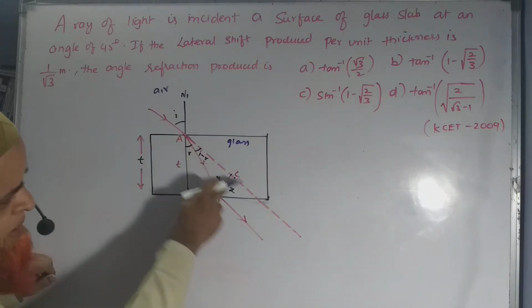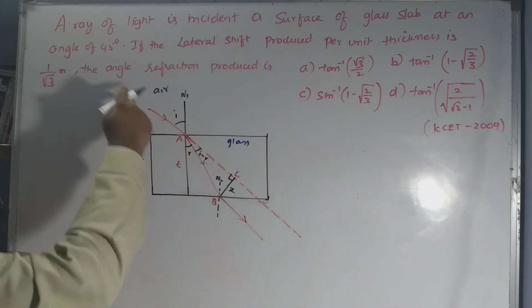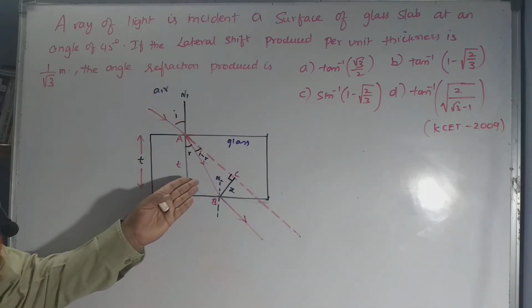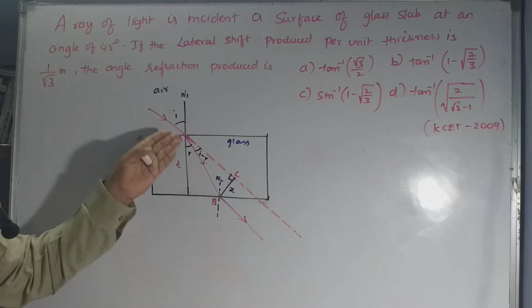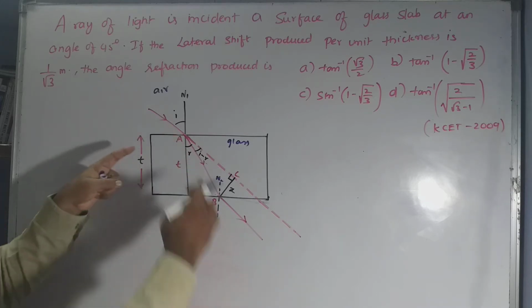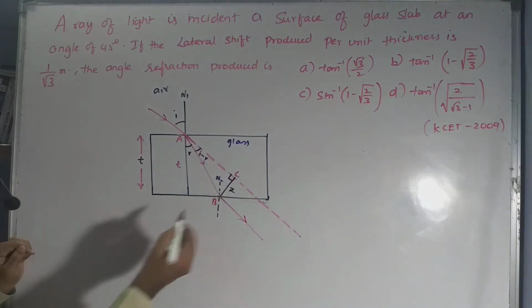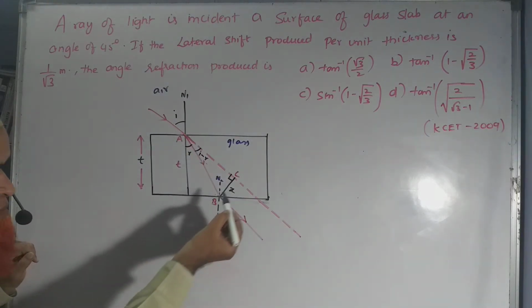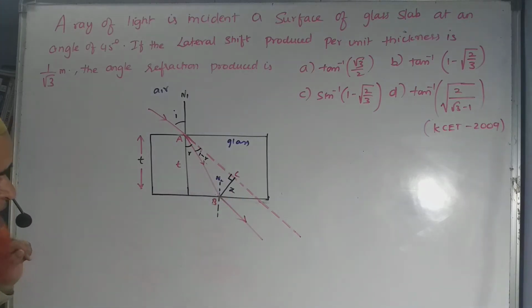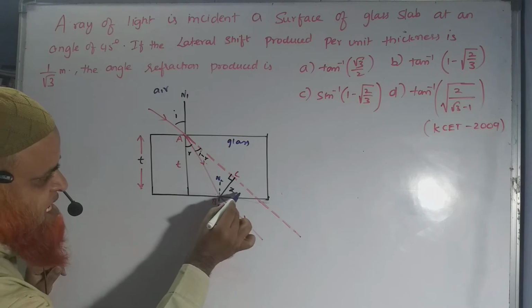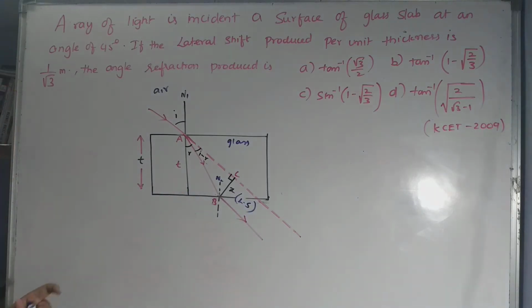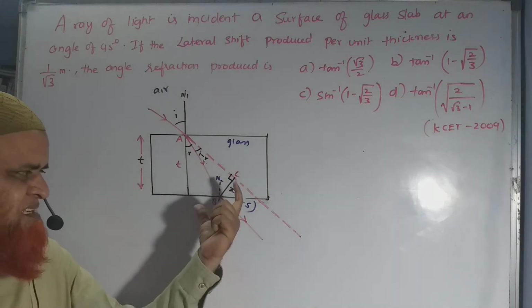So what is the actual path? The light ray has to go in this direction, but as there is a sudden deviation in the light ray, it goes in some other path because of this glass slab. This is the actual path, this is the deviated path. How much it deviates from the actual path is called the lateral shift. So this x is considered as the lateral shift, and I have to find out what this lateral shift is.